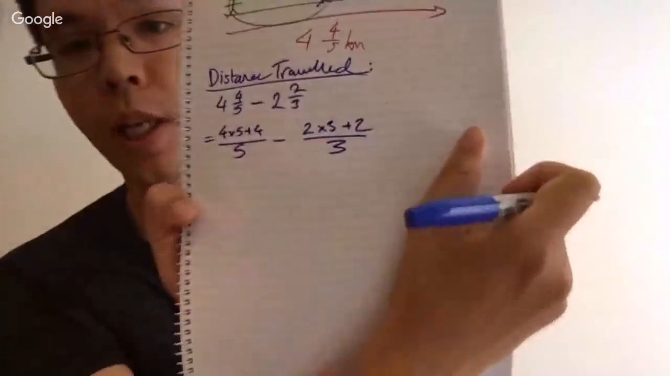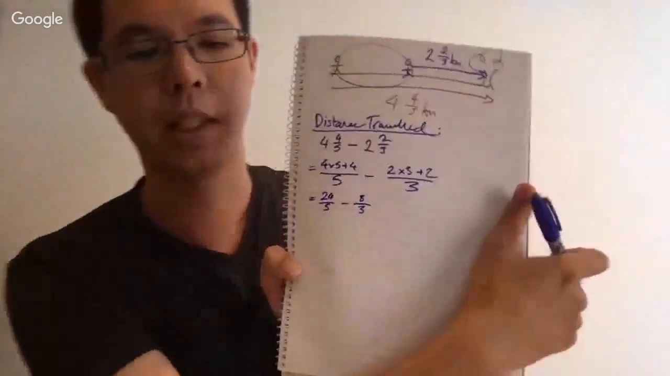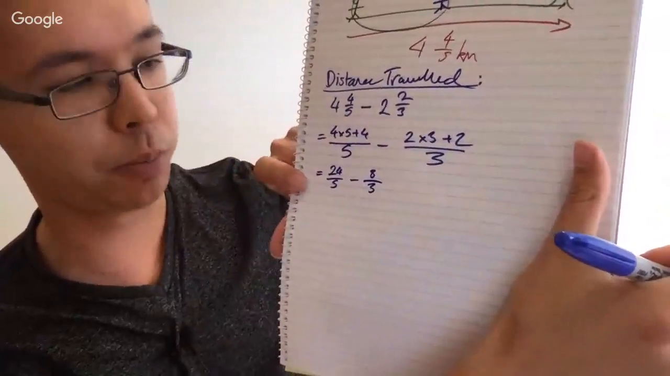So we do 4 times 5 plus 4 all over 5 take away 2 times 3 plus 2 over 3. So this is just a step to try and convert these into improper fractions. And I'll just smoosh that together. 4 times 5 is 20, 20 plus 4 is 24 over 5. Take away 2 times 3 is 6 plus 2 is 8. Yes. I think that's right so far. Starting to doubt myself. So that's converted to improper fractions.